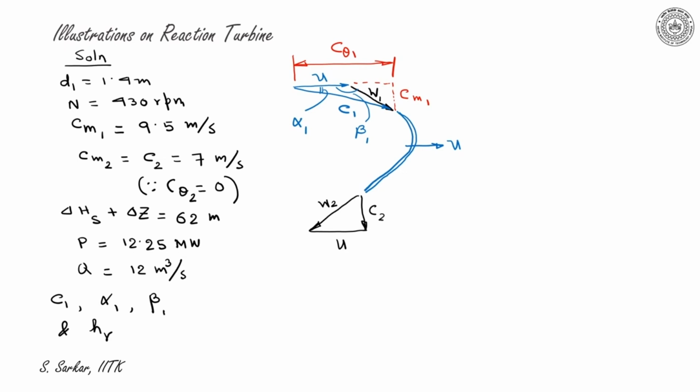So U, blade speed, I can write at inlet pi D1 N divided by 60. Now, let me put the value. D1 is 1.4, N is equal to 430 divided by 60. If you evaluate, it would be 31.52 meter per second.